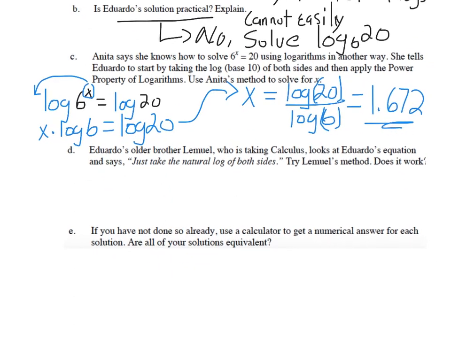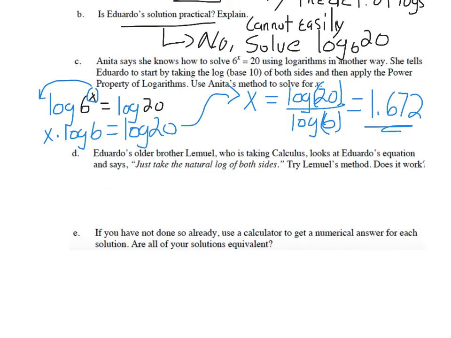Eduardo's older brother, Lemuel, is taking calculus. Looks at Eduardo's equation and says, just take the natural log of both sides. Try Lemuel's method. Does that work? You bet that's going to work. It's just using a different base.